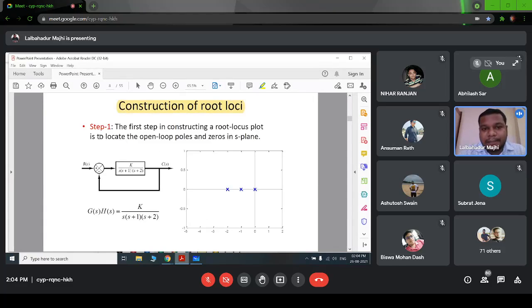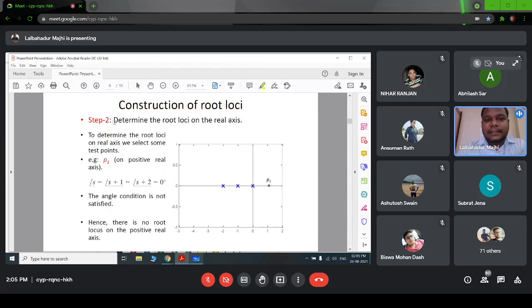Okay. So the first step is we have to locate the open loop poles and zeros in the S plane. We are given an open loop transfer function G of s into H of s equal to k by s into s plus 1 into s plus 2. So this is an open loop system. The first step is that we have to identify the open loop poles and zeros. In this case there is no zero, only poles. So there are 3 poles at s equal to 0, at s equal to minus 1 and at s equal to minus 2. So first we have to plot the pole locations on the S plane, right? At 0, at minus 1 and at minus 2. This is the first step.